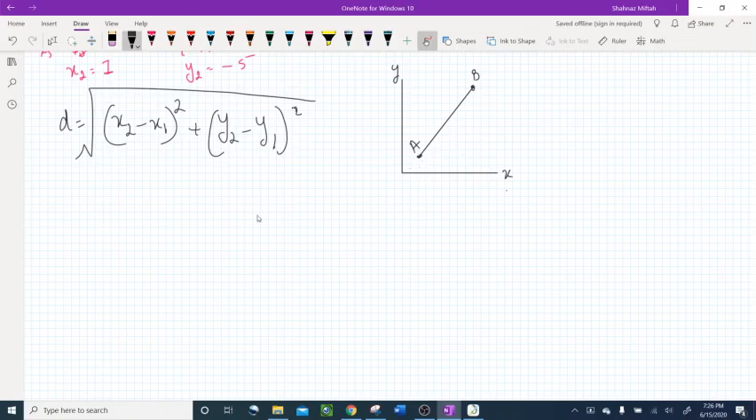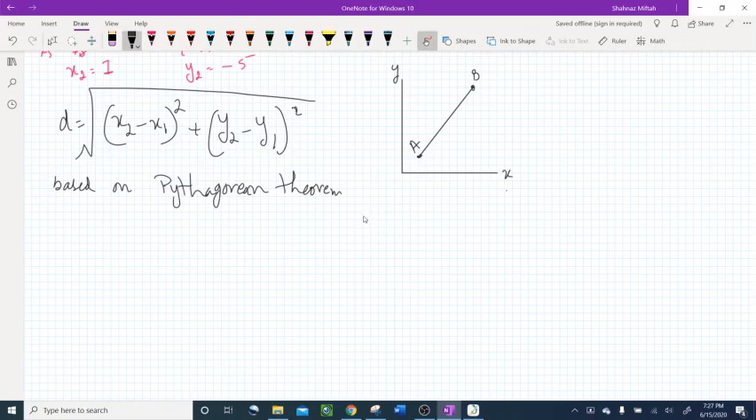Now, if you pay attention closely, the distance formula is based on the Pythagorean theorem. Actually, when we use the distance formula, we're really finding the length of the hypotenuse of a right triangle. I'm just going to write this: based on the Pythagorean theorem. This is one of my favorite theorems: a squared plus b squared equals c squared.